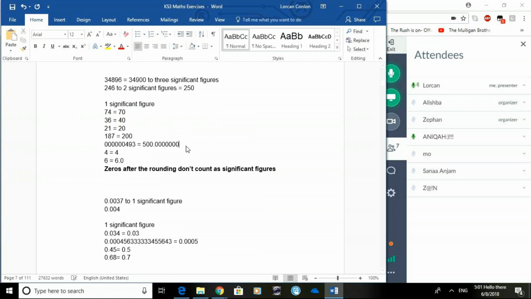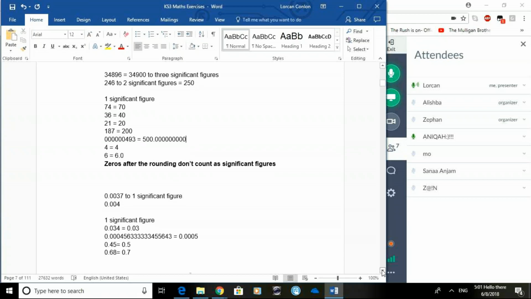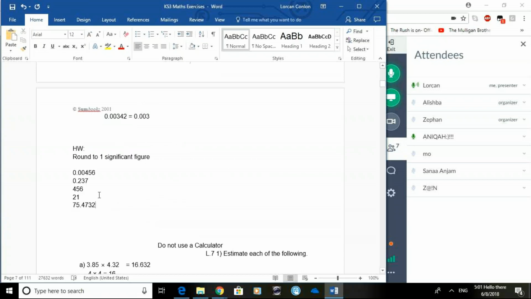We've done a few more examples to one significant figure, just a few different examples, just to get used to it. And then I asked you to do these five examples for homework. So, have we got them done for homework? Anybody? Good. So, Alishba, why don't you start?